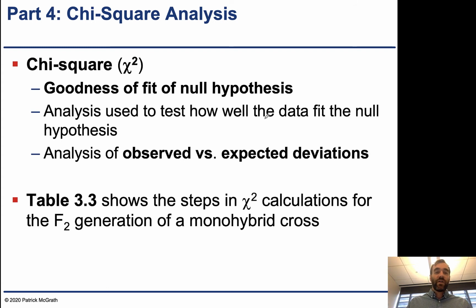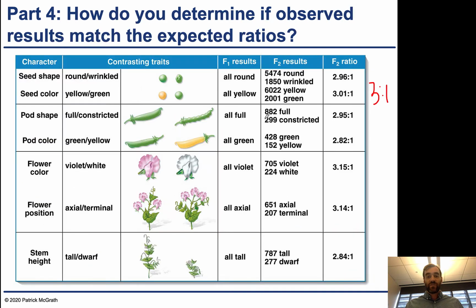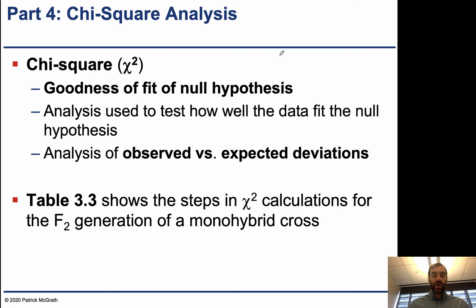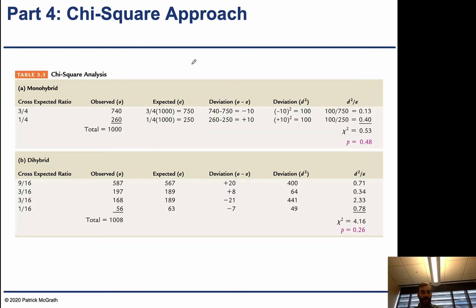And so the chi-square is the goodness of fit to that null hypothesis. So the null hypothesis is our expected ratio is correct, and now we compare the data to that. And so this is where we have to worry about observed versus expected. So the expected, again, is the 3 to 1 ratio. The observed is simply the actual data that comes out. So this right here is the observed data. So how do you do a chi-square analysis?